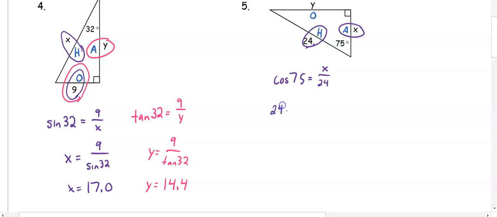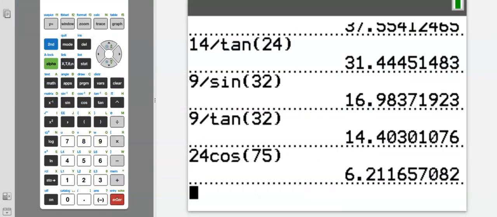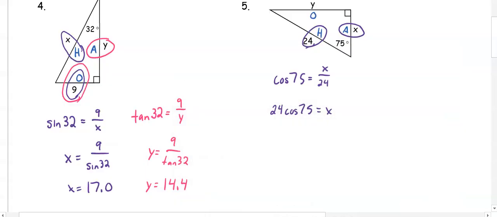So we have 24 cosine of 75. When we multiply 24 cosine of 75, we get 6.2.